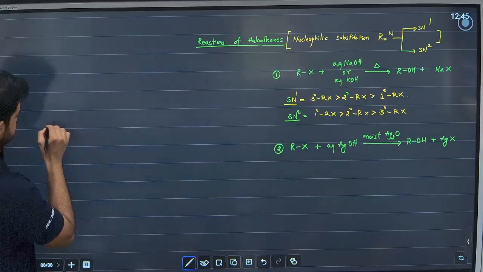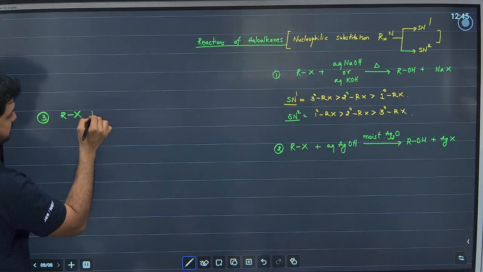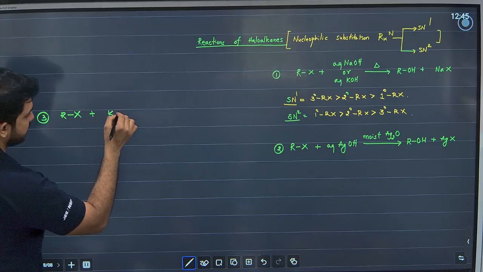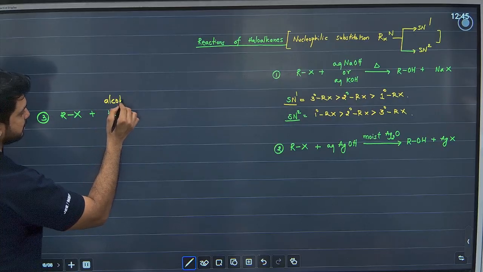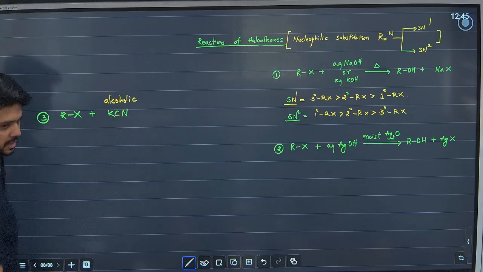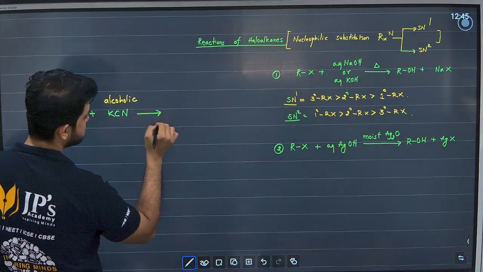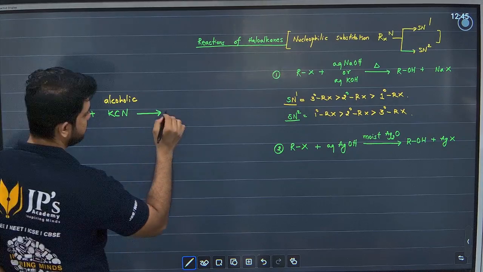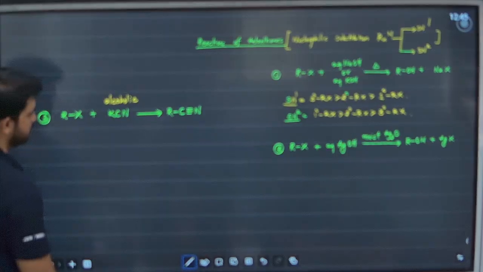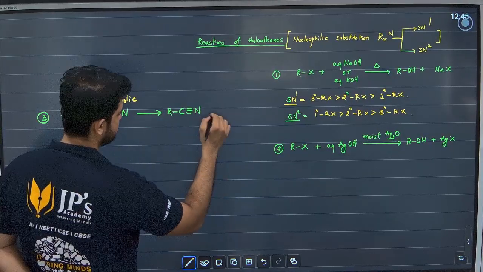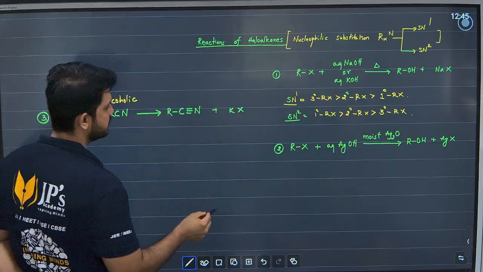Next, third reaction, RX. Now this time the nucleophile is KCN, alcoholic potassium cyanide. What will you get here? Potassium cyanide second. RCN plus KX. What do you call RCN as?